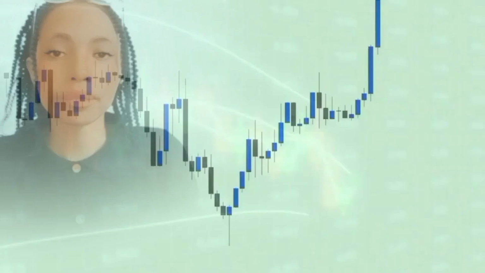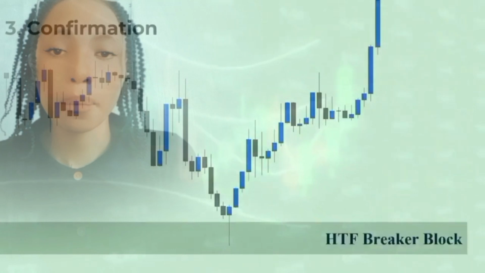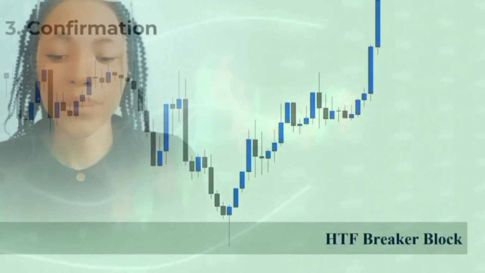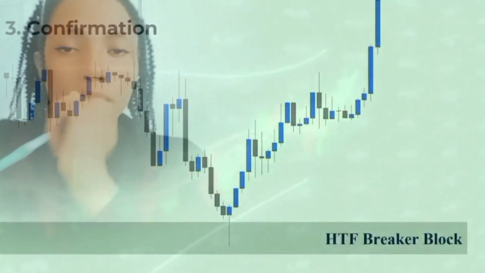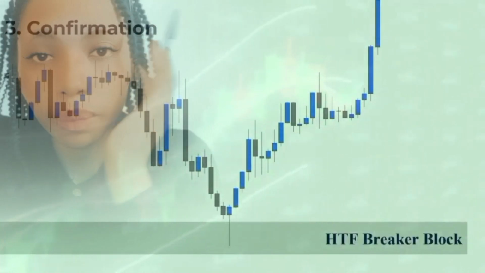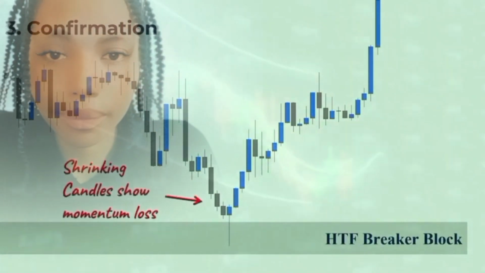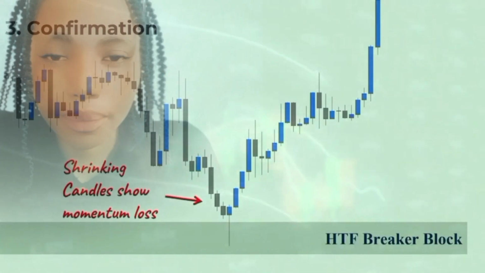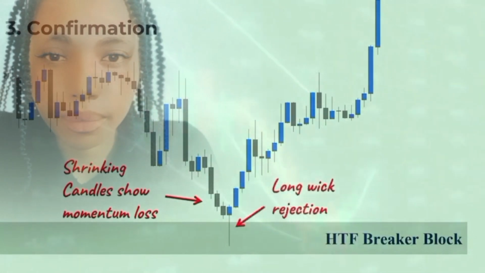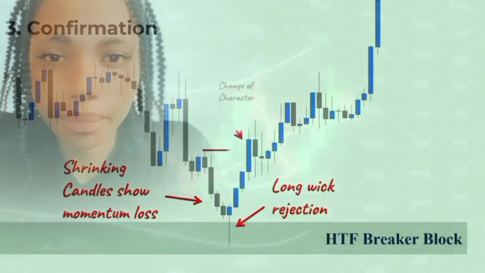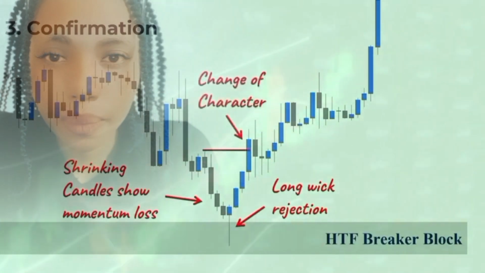Number 3, confirmation. Wait for confirmation before entering a trade. Confirmation can be in the form of many price action signals. Here, shrinking candles show that the price is losing momentum while approaching the breaker block. Then we have a long wick candlestick strongly rejecting the area. Following, we have a change of character, confirming the direction change and signaling a possible reversal.